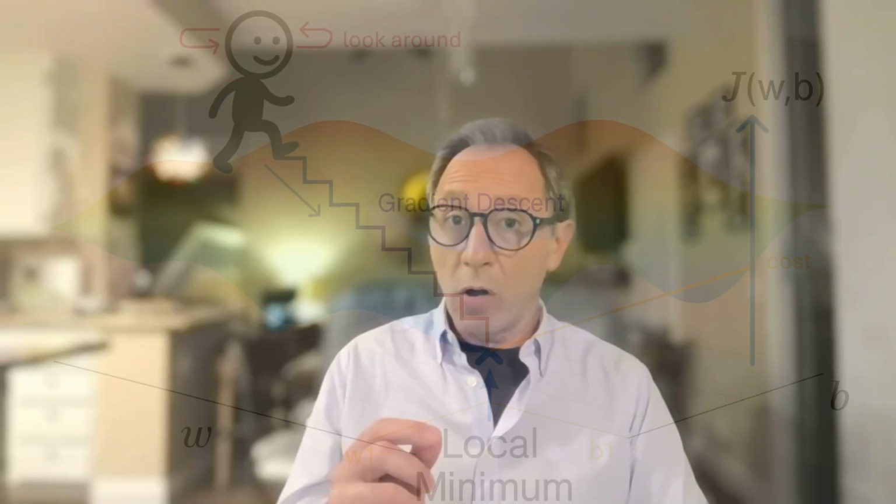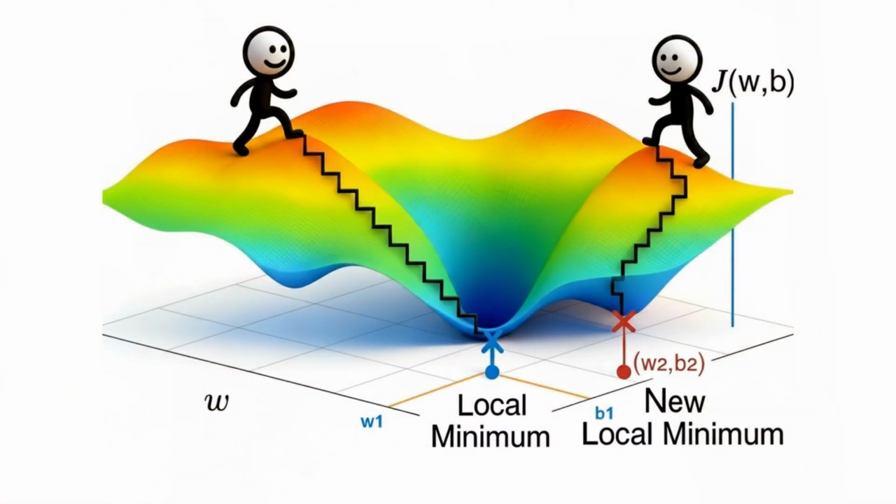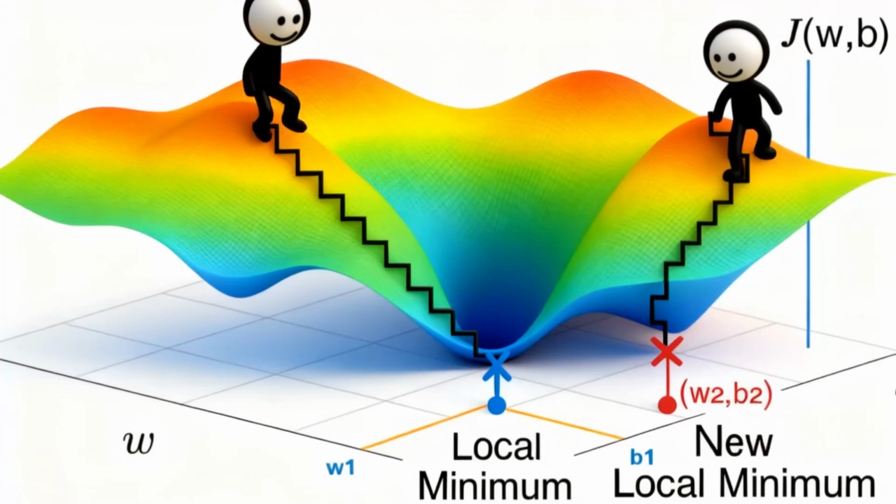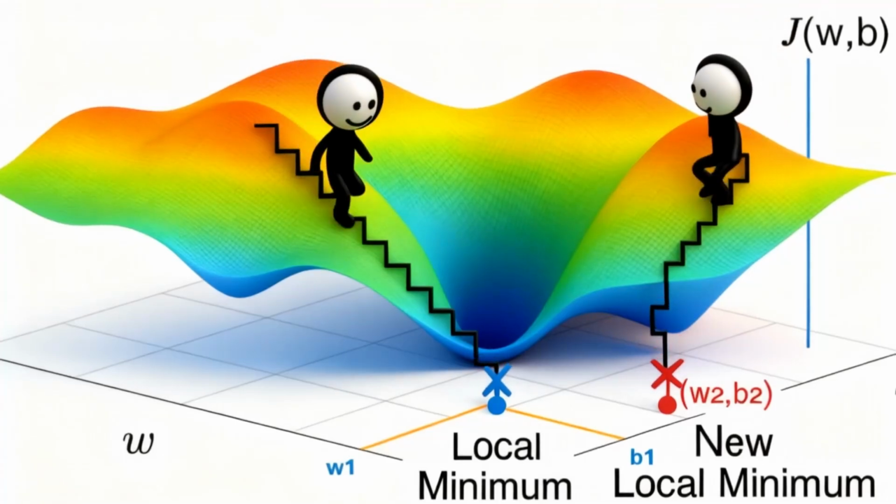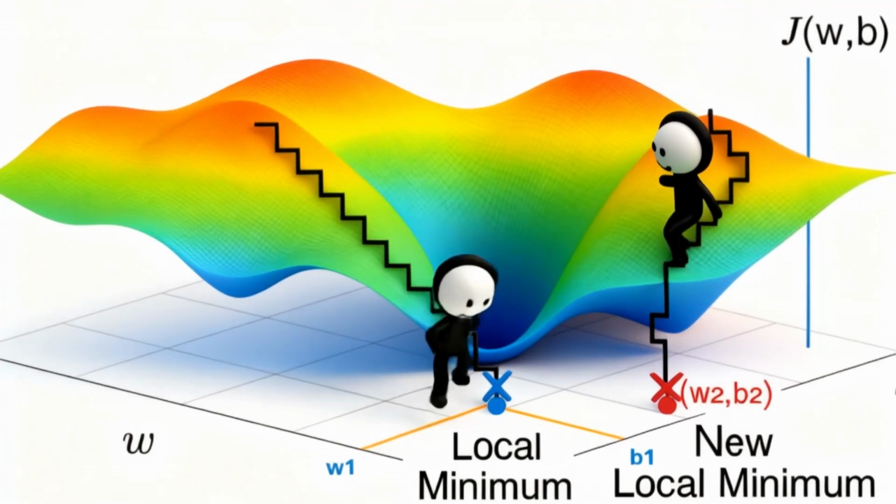This point is called the local minimum. Sometimes the landscape has multiple valleys. One valley might be very deep, which is a great solution. Another valley might be shallow, which is not ideal, but still a minimum. Where you start determines which valley you end up in. This is why different initial values sometimes lead to different solutions, especially in deep learning.